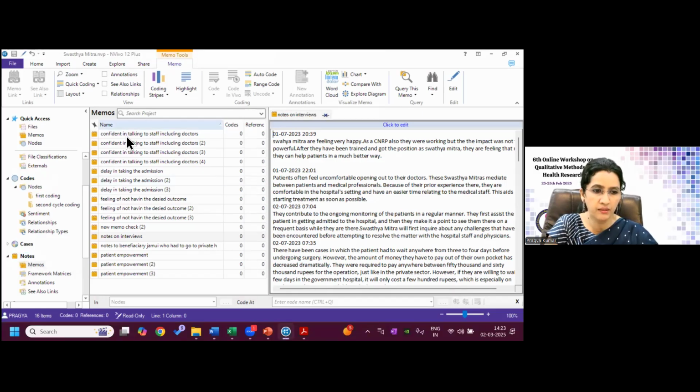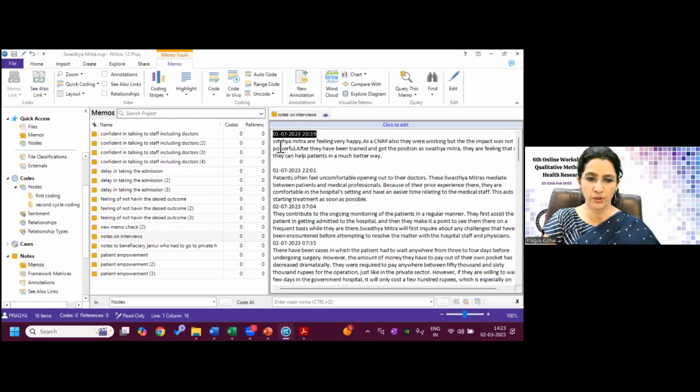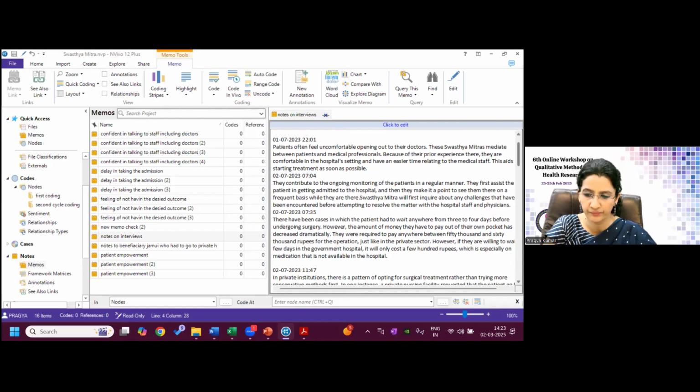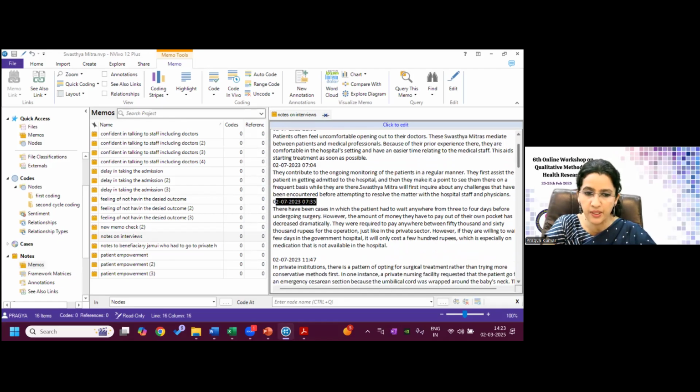You can see we have written memos on this yellow thing which you are seeing here. Whenever you start writing a memo, it will show you the date like this. You can see we started analyzing this on 1st July 2023. So I wrote on 1st July at probably 8:40, then again at 10, then again on 2nd in the morning, and then again on 2nd at 7:35. So you can see the timestamp it will give you.